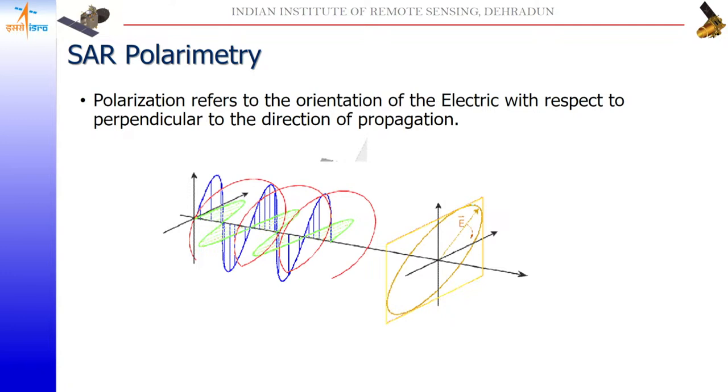Polarization basically deals with how the electric field vector is oriented with respect to the propagation of the wave. Here the z-axis is the propagation direction, the blue is the vertical component of the electric field vector, and the green is the horizontal component of the electric field vector. The combination of these two gives the red, which is the resultant electric field vector.